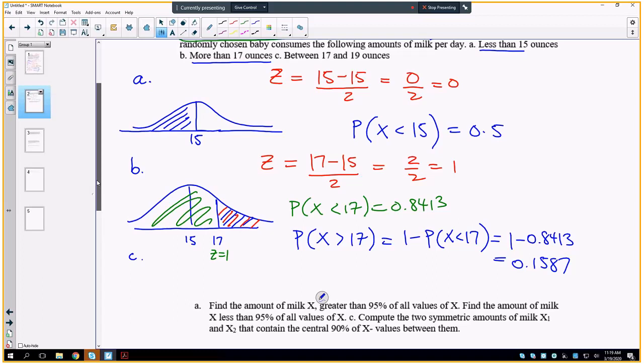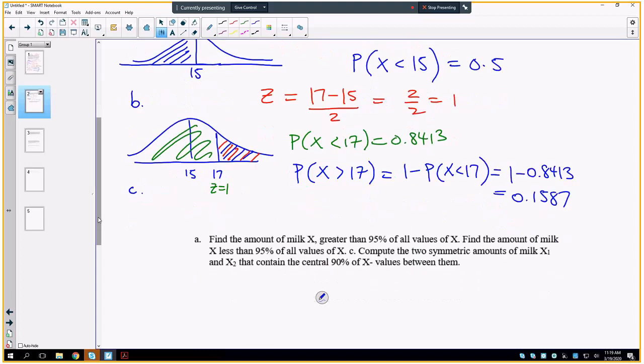Part C is asking us between 17 and 19. I already have some information about 17, that's good. My picture: 17, 19. Those are x values. I want to convert them to z values. I know that the z value corresponding to 17 is already 1. So let's see about 19. Z is equal to the x value minus the mean, divided by the standard deviation. So z is 2. That means I'm 2 standard deviations to the right of the mean.